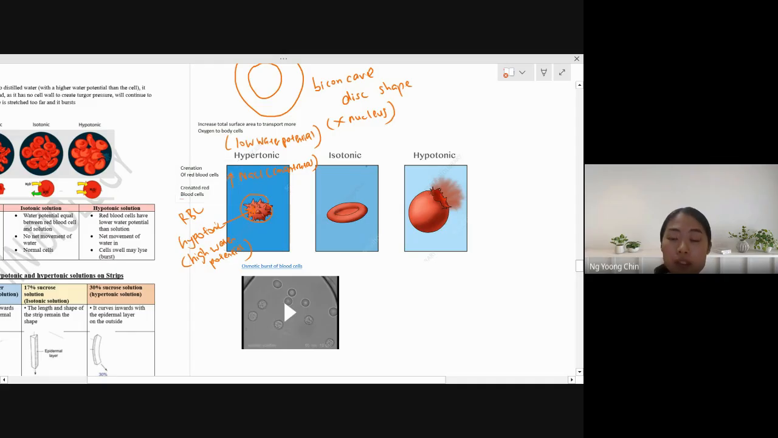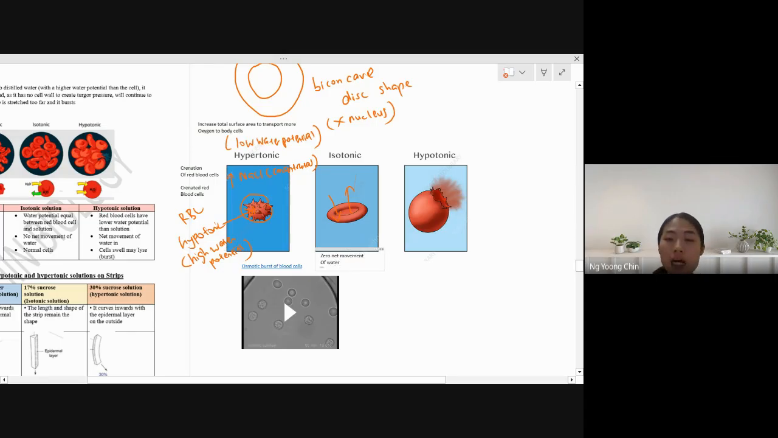Then how about when you put the red blood cell in an isotonic solution? Isotonic means they have the same water potential. So how much water enters the red blood cell will equal how much water leaves the red blood cell. So the net movement of water is equal to 0. So there will be 0 net movement of water.